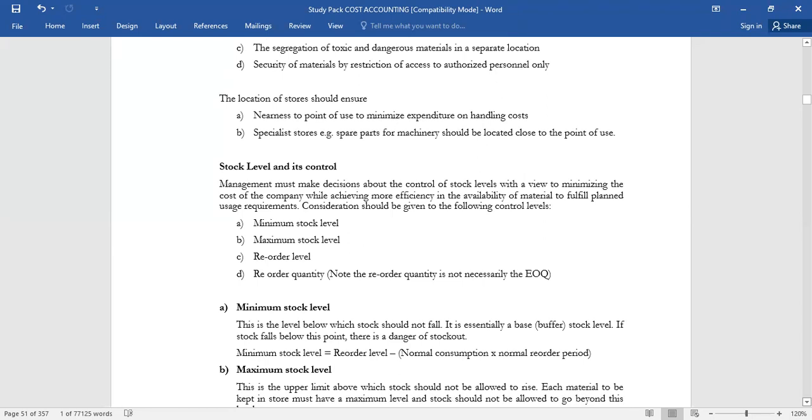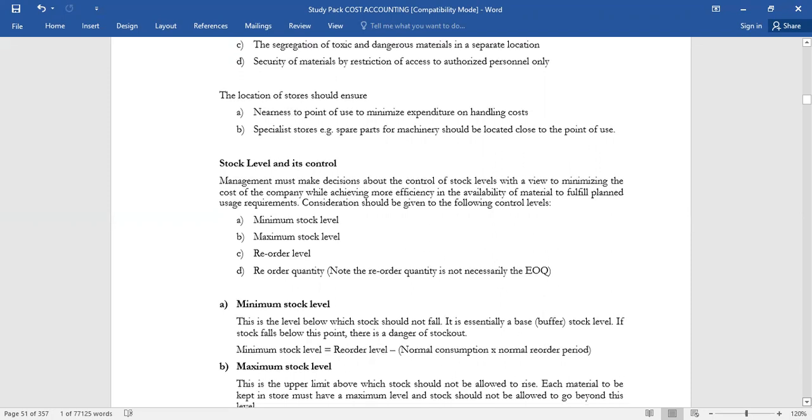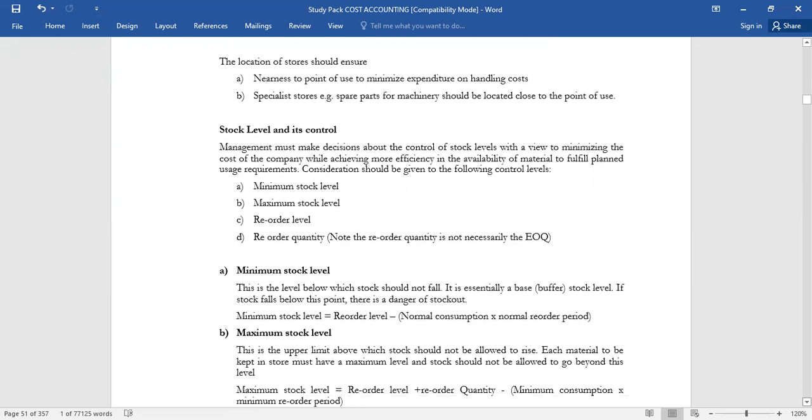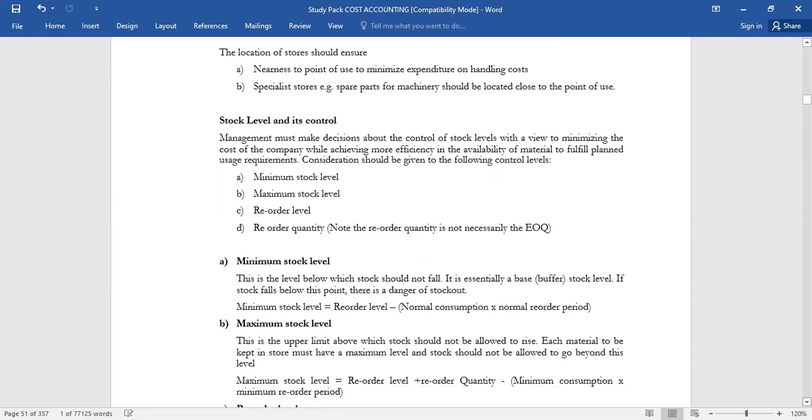There are chances that if you exercise delays in, for example, receiving the class A materials, what will happen? You're going to have the laborers just idling in the farm, but you are still paying them their salary. So who loses? You lose on the production and you lose on the wages or the salaries that you are paying. So you need to know what is the minimum stock level, what is the maximum, what is the reorder level, and what is the reorder quantity.